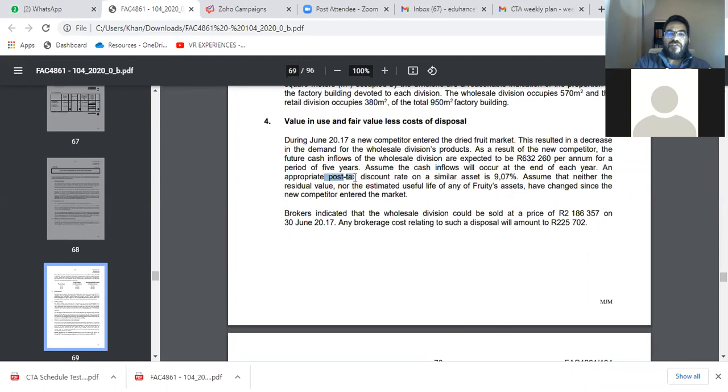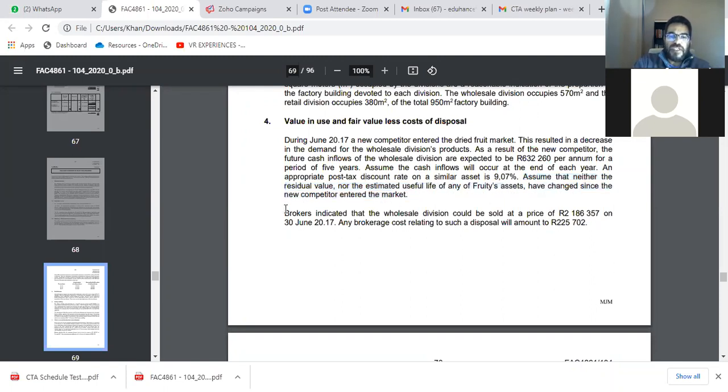Most often they're going to give you a post-tax rate. You must know you must use a pre-tax discount rate. So this is equal to 72%. To get it to 100%, you just say 9.07 divided by 0.72, and that will give you your pre-tax discount rate. They're telling you to assume that neither the residual value nor the estimated useful life of any of Fruity's assets have changed since the new competitor entered the market. Okay, so we're happy with that.